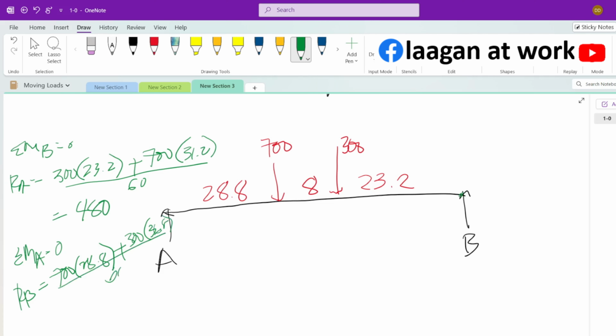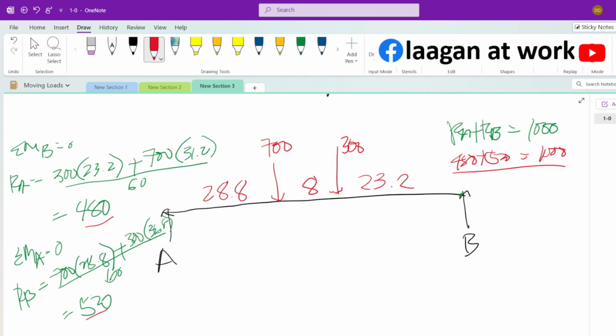700 times 28.8 plus 300 times 36.8, divided by 60. This is 520. So to check, RA plus RB should be equal to the resultant, which is 1000 kilonewton. So 480 plus 520 is equal to 1000. Therefore, our reaction is correct.